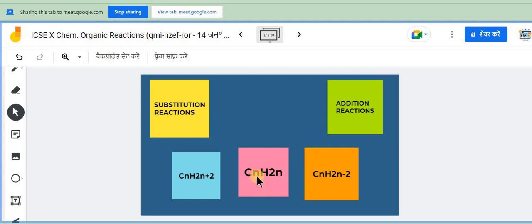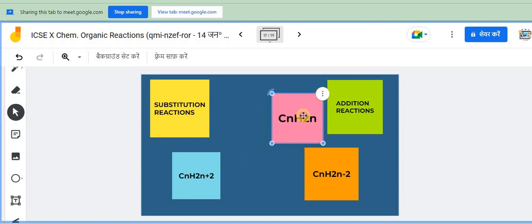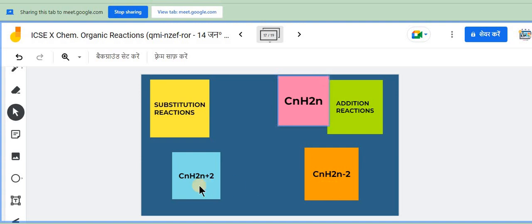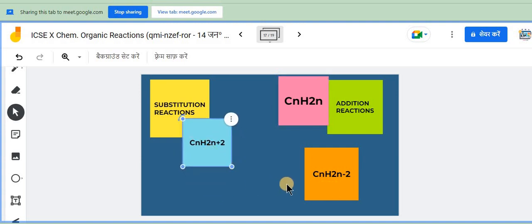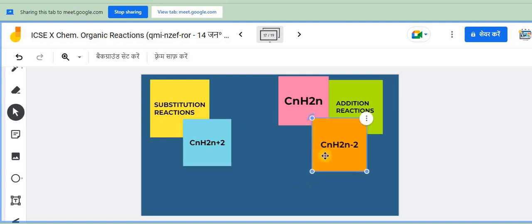Addition or substitution? CnH2n. You can write in the chat box. Addition. Fine. And what about CnH2n plus 2? Substitution. Okay. Then what about CnH2n minus 2? Addition. So this is fine. So you now know two reactions, substitution and addition. Alkane undergoes substitution reaction. Alkene and alkyne undergo addition reactions.